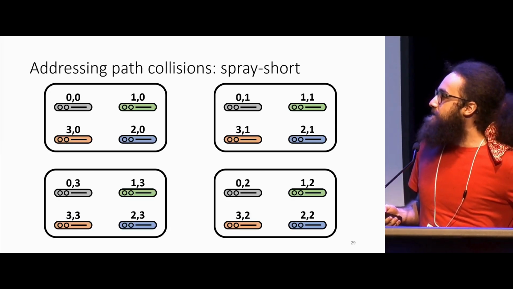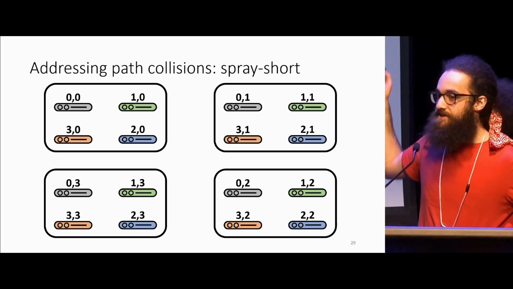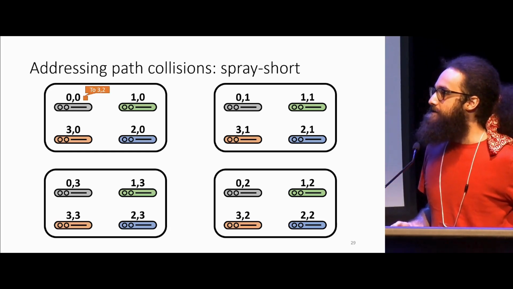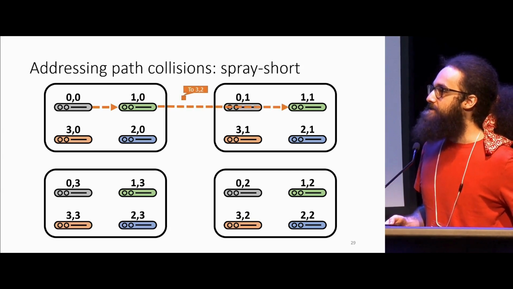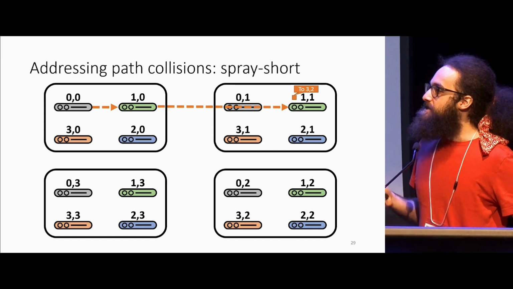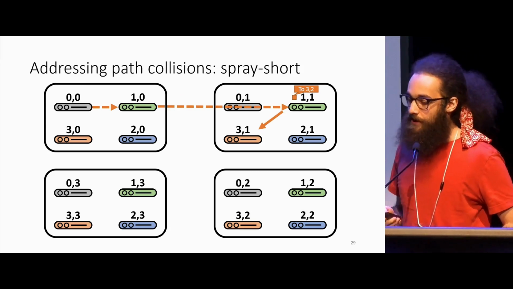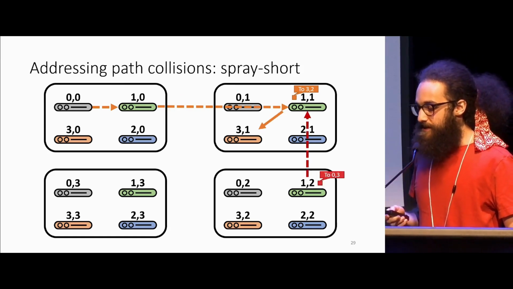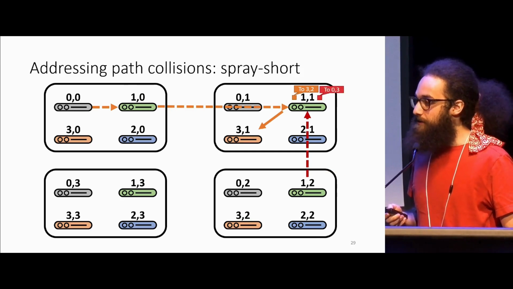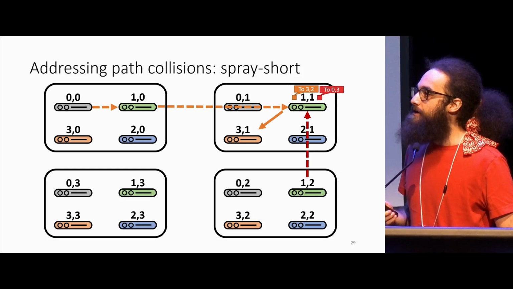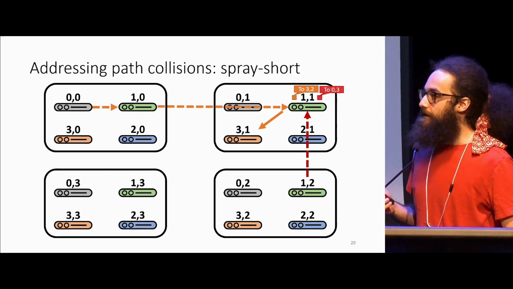The way that we address this is with a strategy we call spray short. This eliminates some of the path collisions. Let's say, again, we have this orange cell that ends up at this intermediate node, and it wants to take this hop next. This is a direct hop. And let's say we also have this red cell, which ends up at this same intermediate node, and we now want to take a spraying hop on the x coordinate.